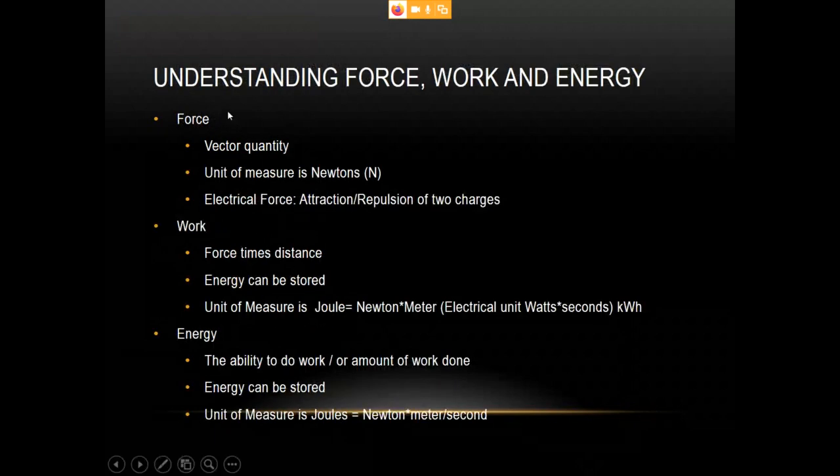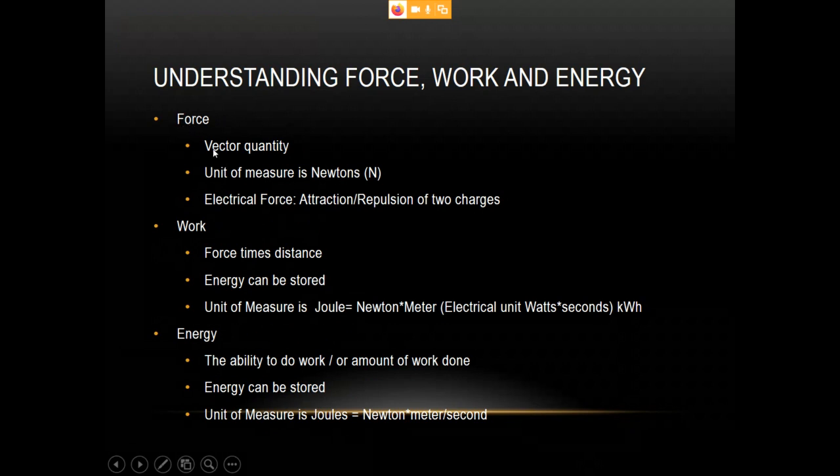All right, so when we're working with electricity, we basically are talking about energy, right? We're talking about moving electrons. So these moving electrons, they're energetic, they're moving. So what makes them move? Well, we need a force to move.